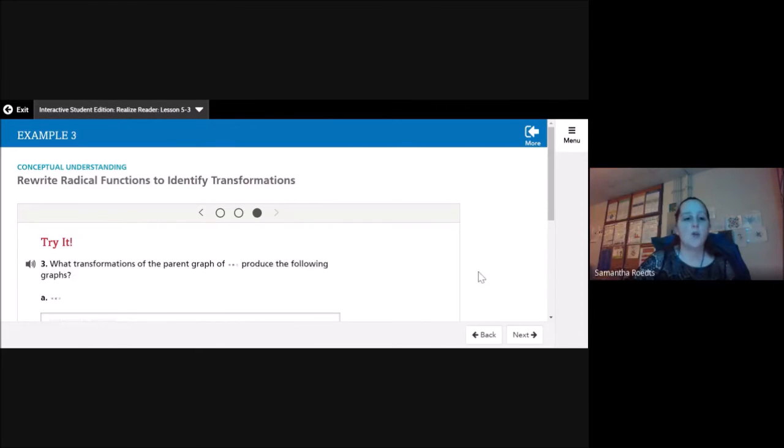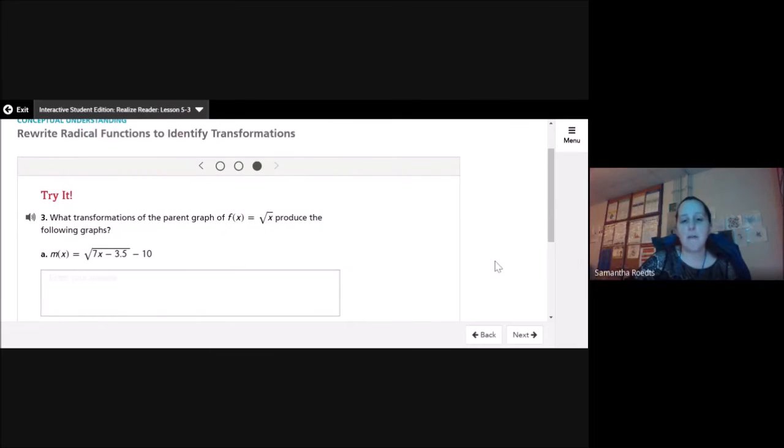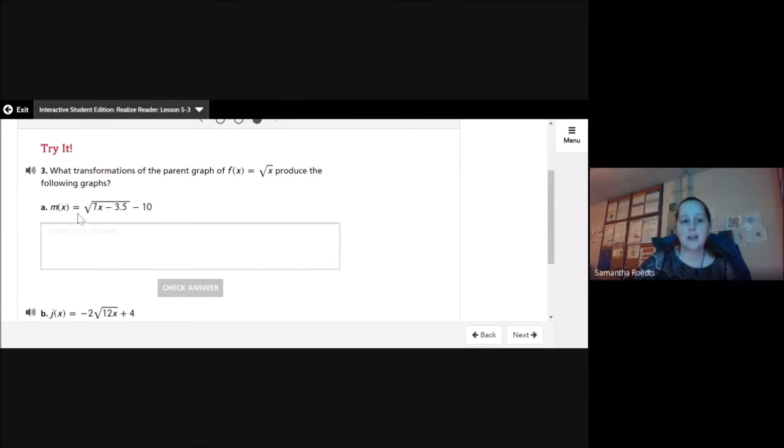All right, so let's try it. What transformations of the parent graph of f of x equals the square root of x produce the following graphs? m of x equals the square root of 7x minus 3.5, minus 10. Okay. So m of x is a vertical stretch.